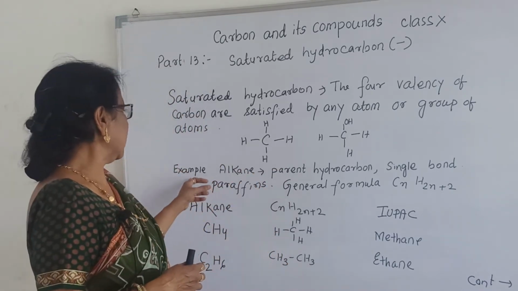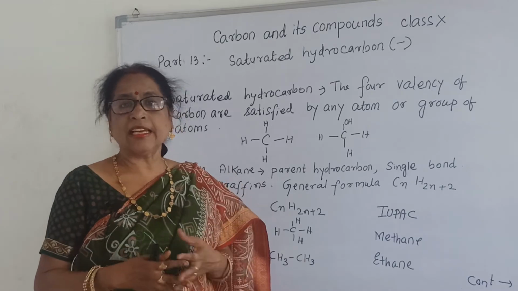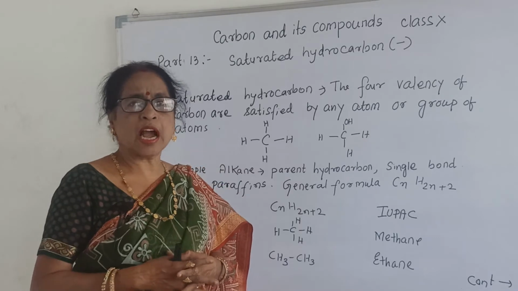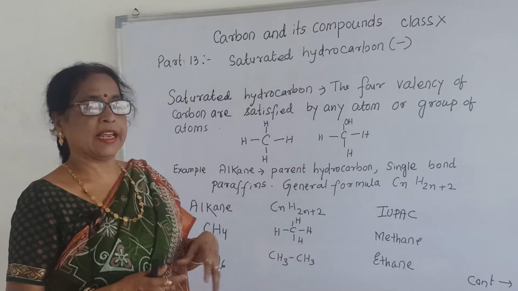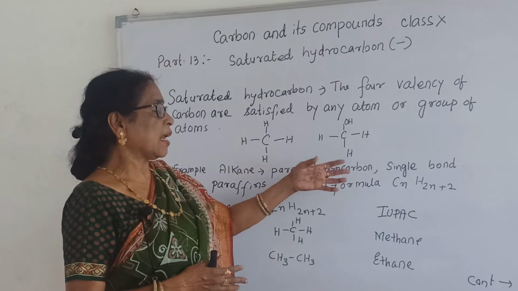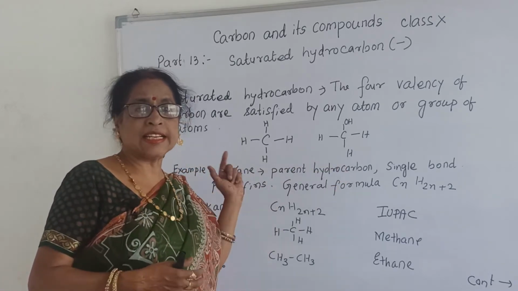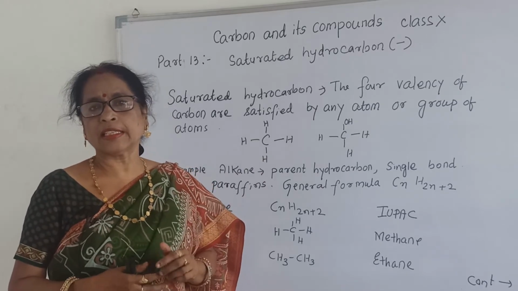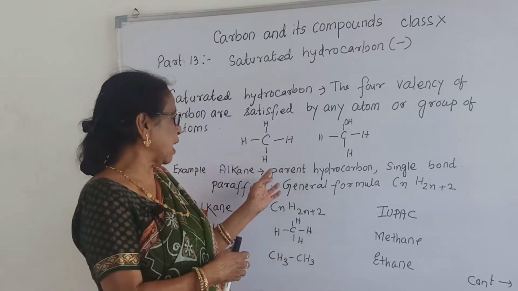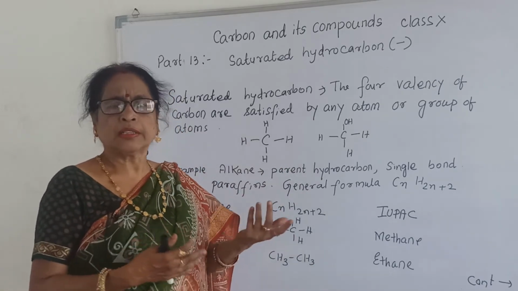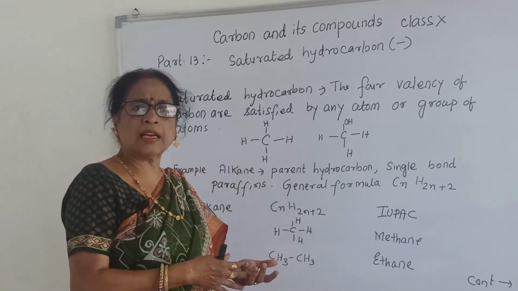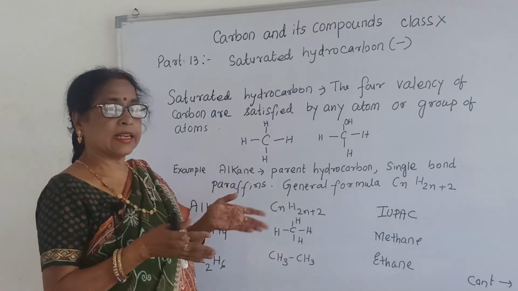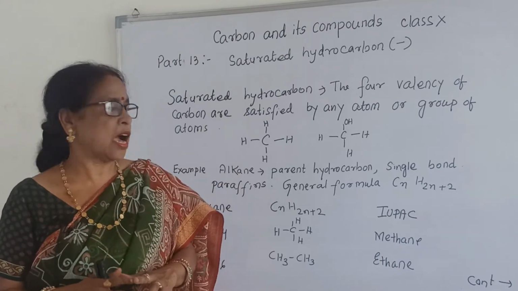An example is alkane. Alkane is called parent hydrocarbon. In saturated hydrocarbon, the example is alkane, which is called parent hydrocarbon, and that contains single bonds. Since it is one example of saturated hydrocarbon, it contains single bonds. If instead of hydrogen, you can take haloalkane also, that is also a saturated hydrocarbon. Methyl alcohol is also a saturated hydrocarbon. That means alkane is one example of saturated hydrocarbon.